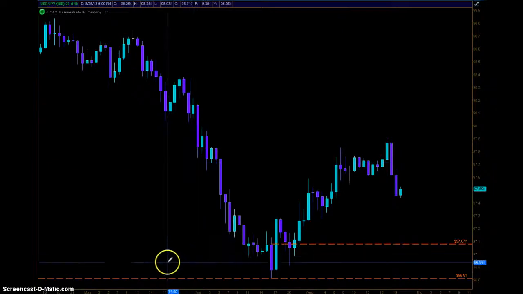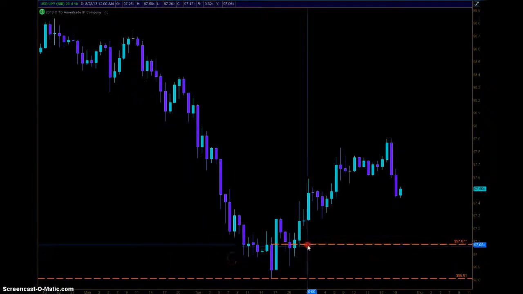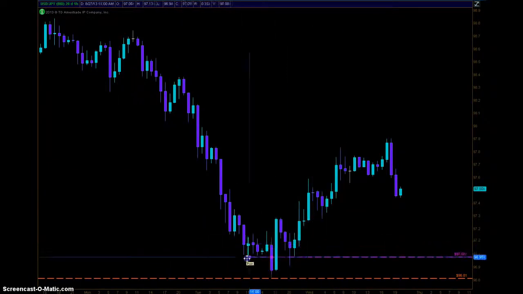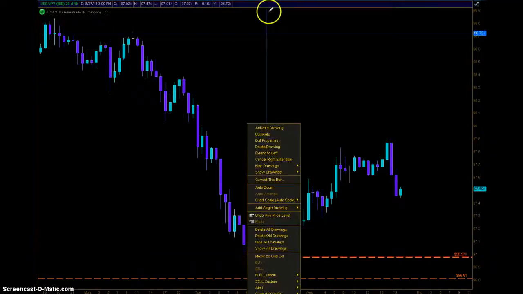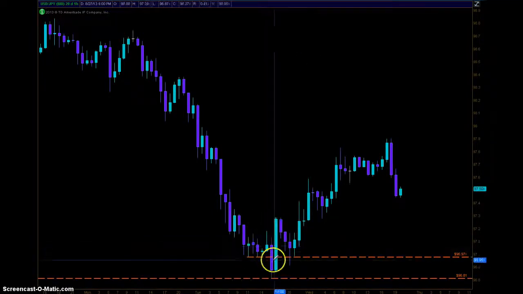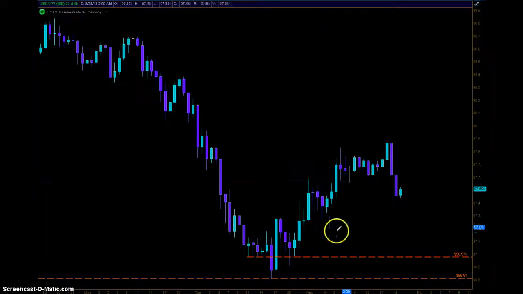But for instance, this would be a pivot point of the range right here. This would be one of them. And if you go into the smaller time frames, you can get even more specific.